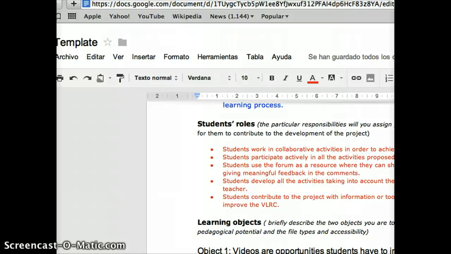Students use the forum as a resource where they can share information and learn from others, giving meaningful feedback in the comments. Students develop all the activities taking into account the sequence and instructions given by the teacher. Students contribute to the project with information or tools they consider important in order to improve their Virtual Language Resource Center.